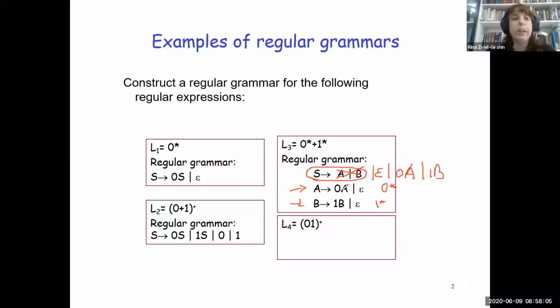So please pay attention if you are asked to build a regular grammar. Regular grammar means that you have some simplified regular grammar, that you have a letter and a variable on the right-hand side of the production rule. Okay, the last language, L4.